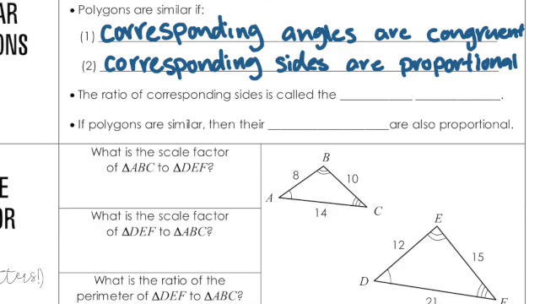The ratio of corresponding sides is called the scale factor. So basically it's a factor, not factor, sorry. It's a fraction of the corresponding sides. And then if polygons are similar, then blank are also proportional. Remember that sides add up to equal perimeter. So if polygons are similar, then their perimeter will also be proportional. That's why you'll see some questions that ask you to find perimeter, given perimeter of one of them and then sides of another. Okay.